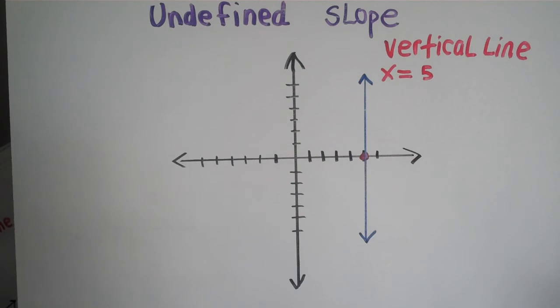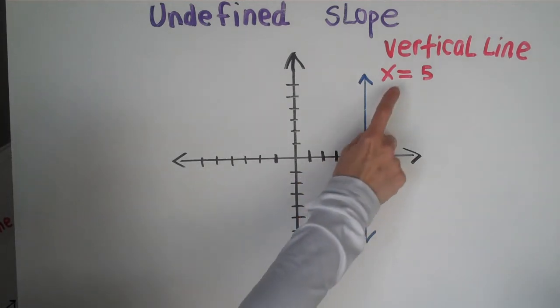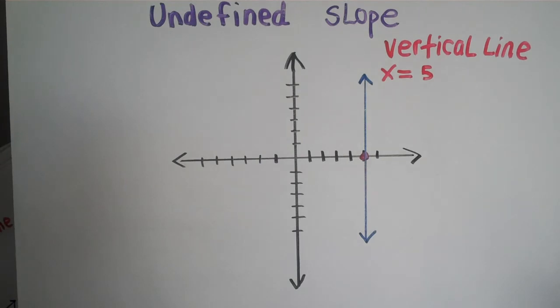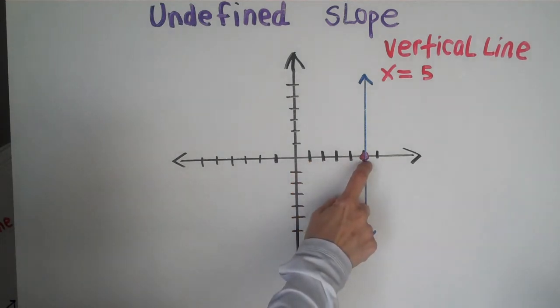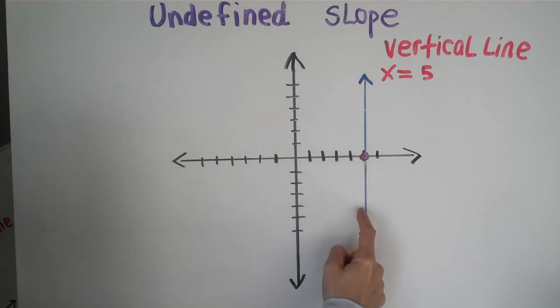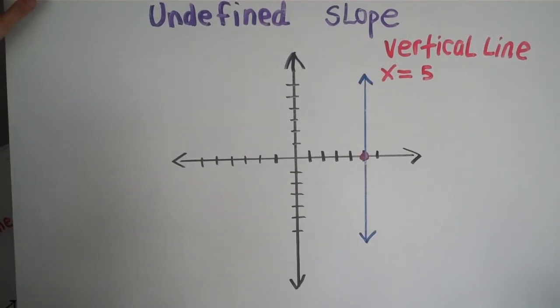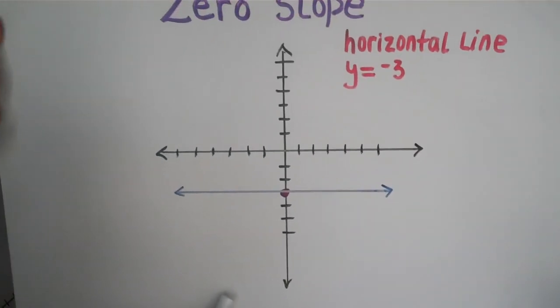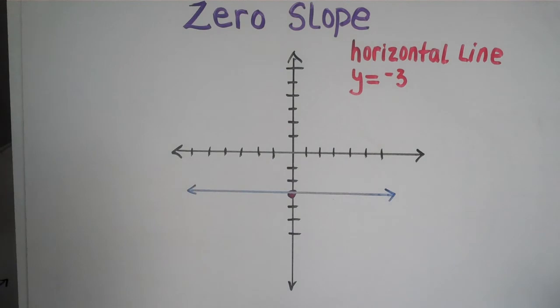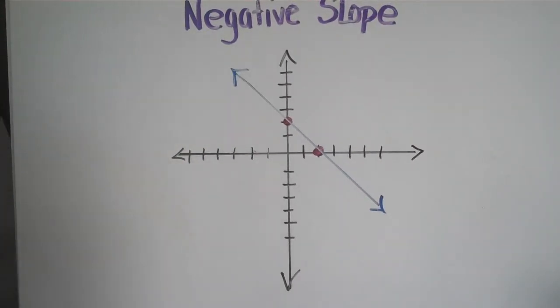Here, this is a vertical line. So if we saw x equals 5, that means on the x line, go over to the +5, put your little marker there, and then every value of x will be a 5, okay? So you would just make your vertical line like that. And any vertical line is an undefined slope. That's what we call that, undefined. Okay, so horizontal was zero slope, and vertical was undefined, and negative is going down, positive is going up.